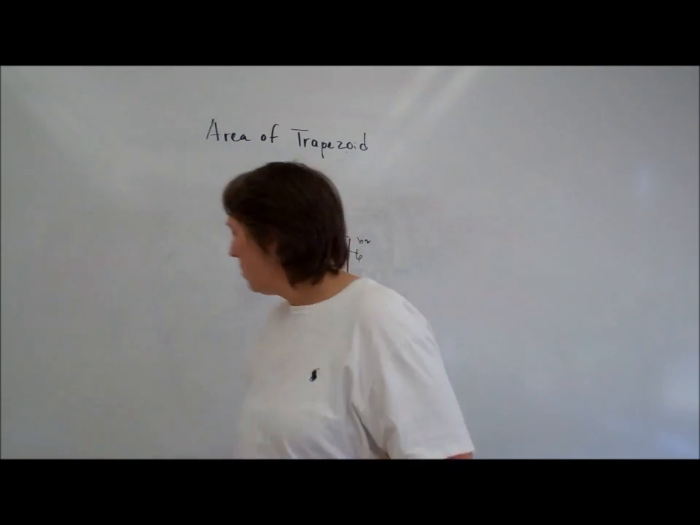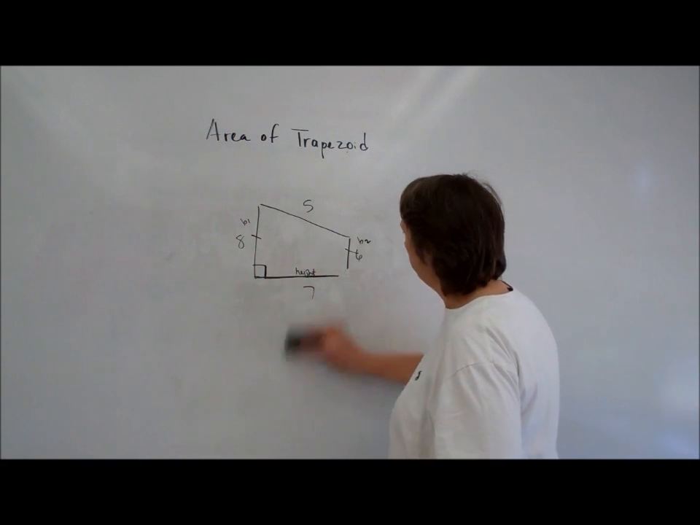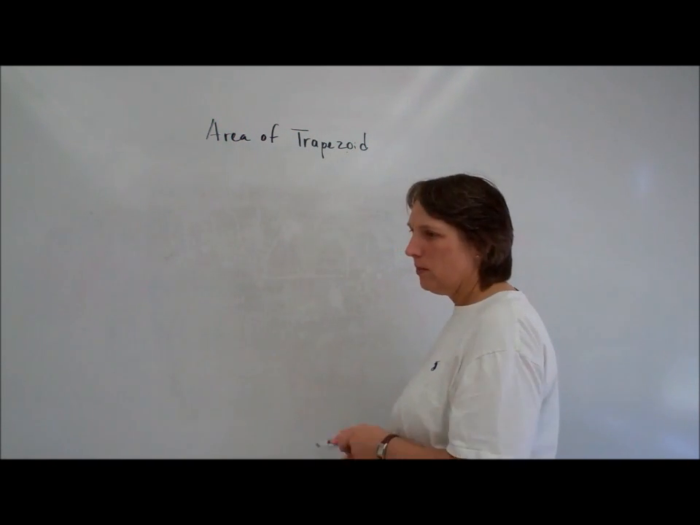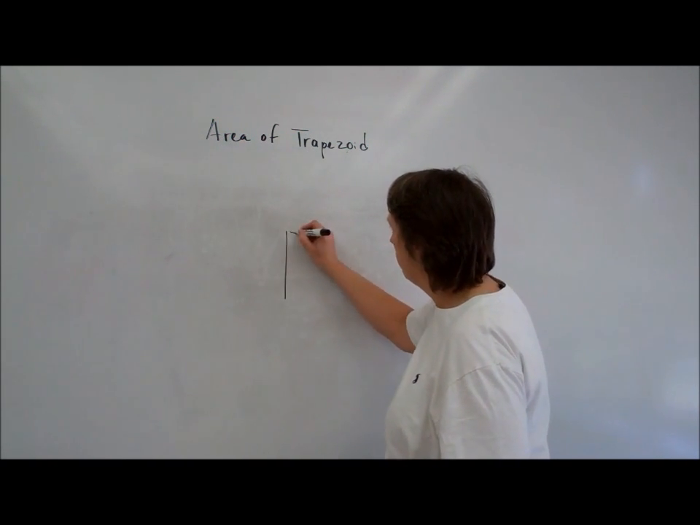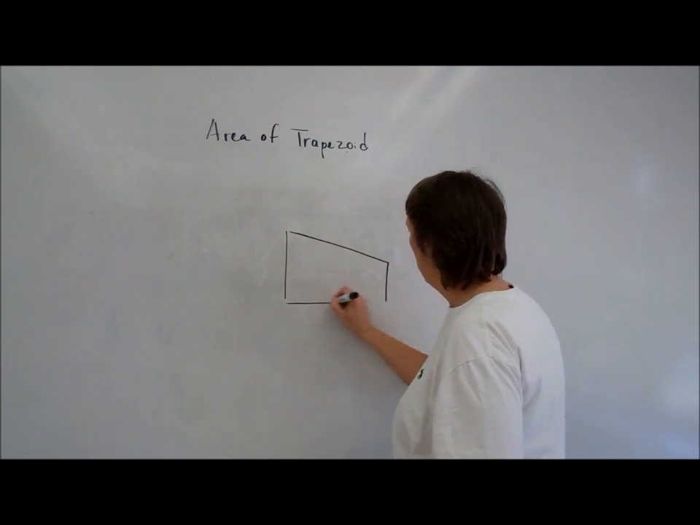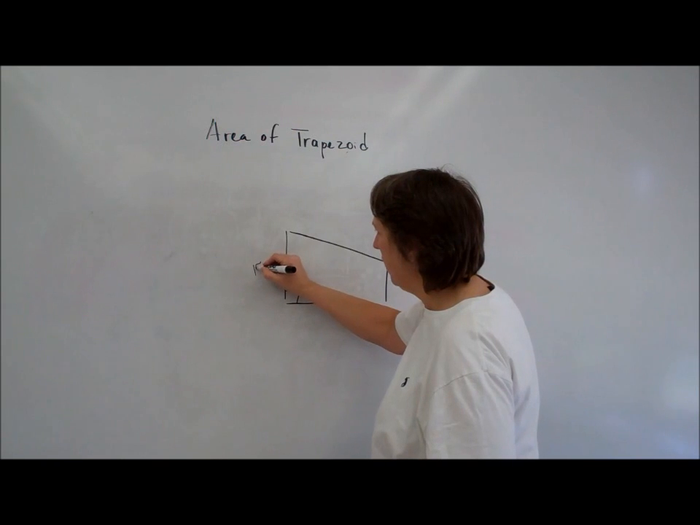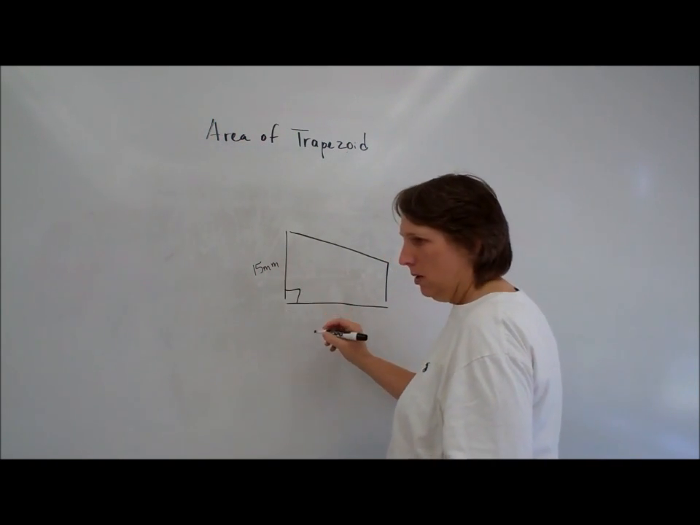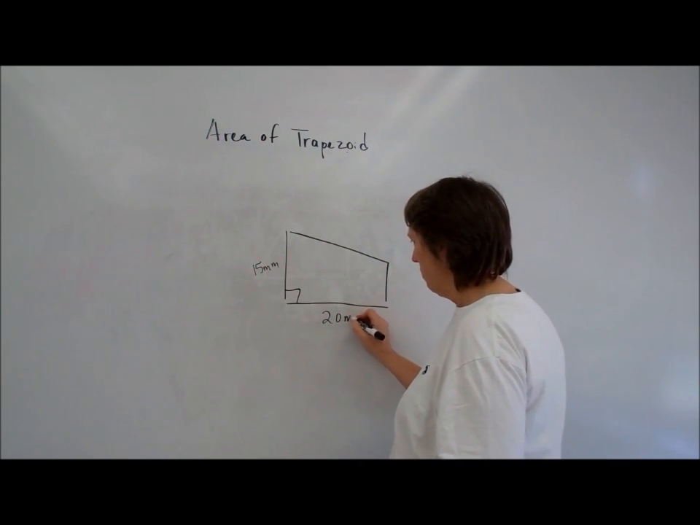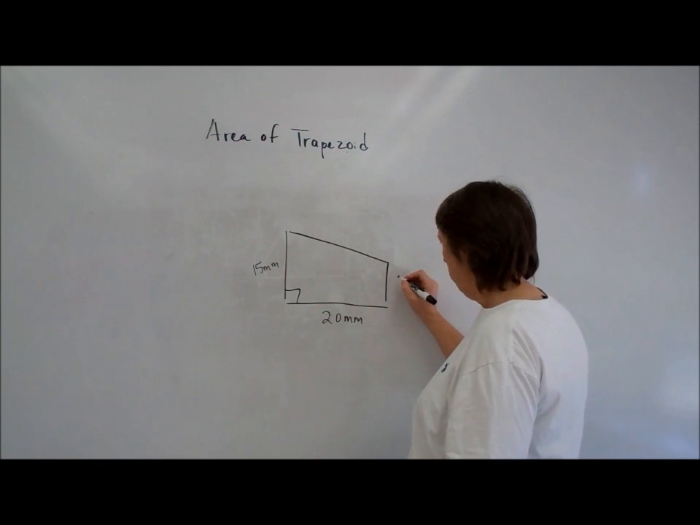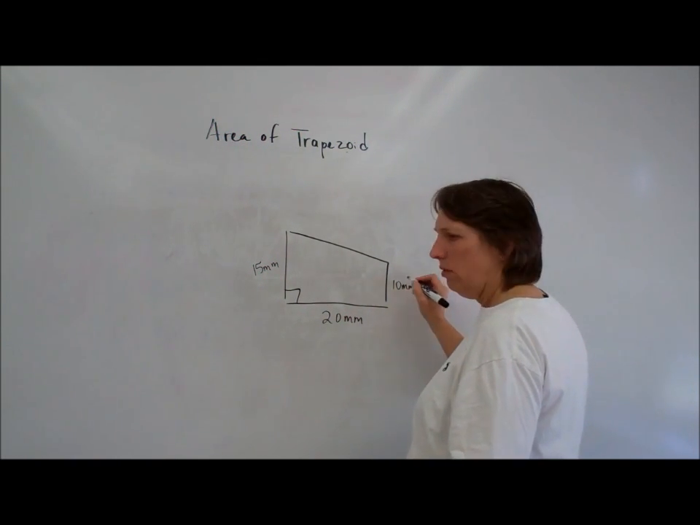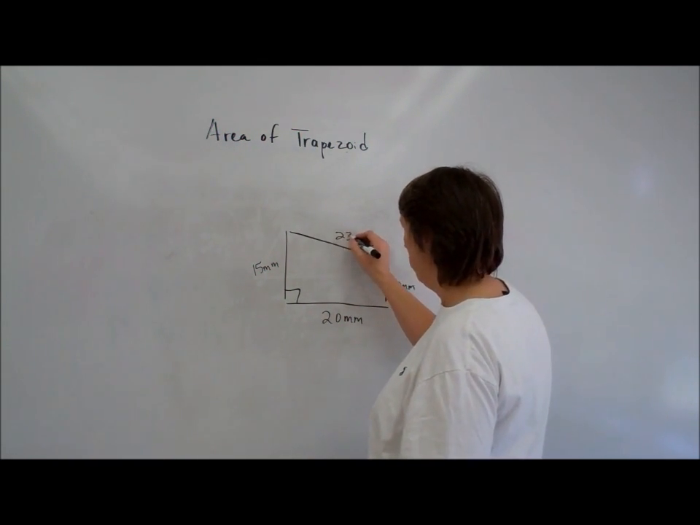Now, let's look at this one. I have a drawing here for you. It's a trapezoid. And I'm going to put some measurements in it. Let's call 15 millimeters, 20 millimeters, 10 millimeters, and 23 millimeters.